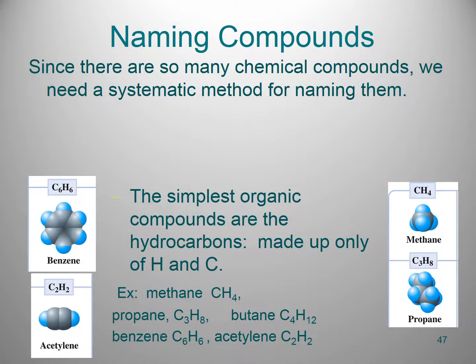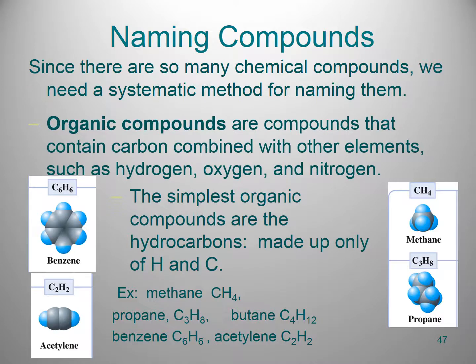All right, we need to figure out how to do some naming, and that can be kind of tricky. There actually are a couple of systems in naming compounds in general. Organic compounds are compounds that contain carbon combined with other elements such as hydrogen, oxygen, and nitrogen.